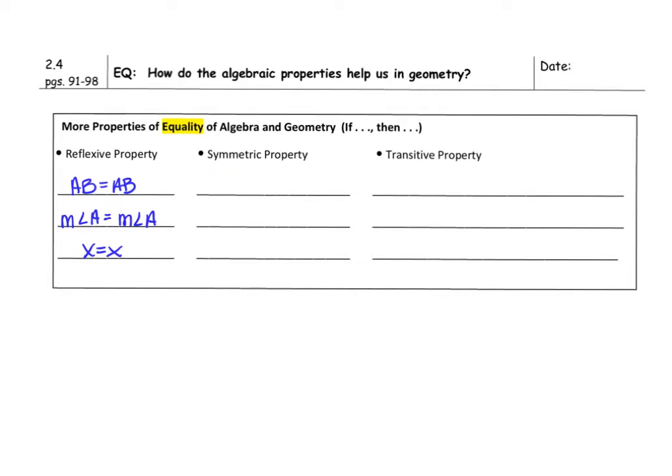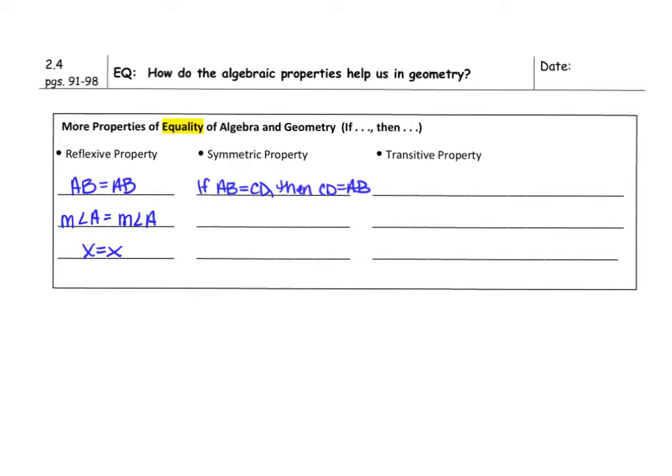The symmetric property is very similar to the commutative property. So if we have something that says if AB is equal to CD, then CD is equal to AB. All I did was switch the order of these terms, and that is the symmetric property.